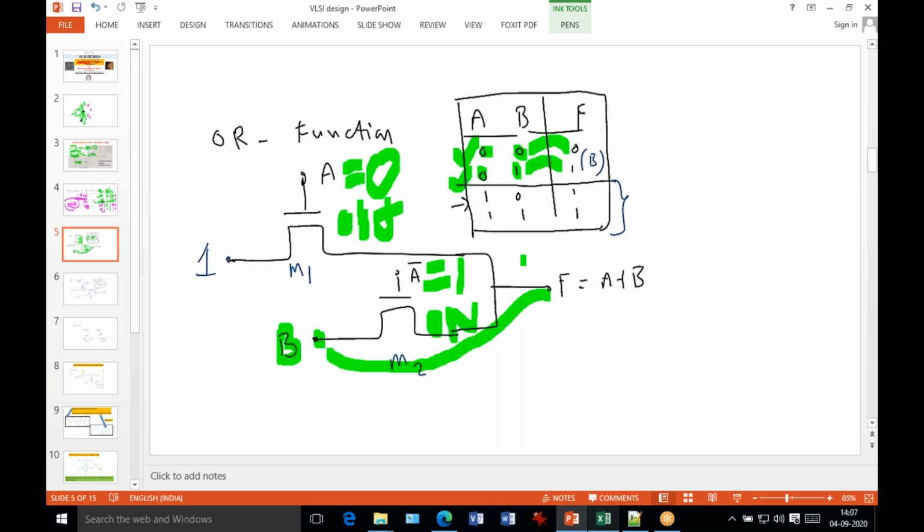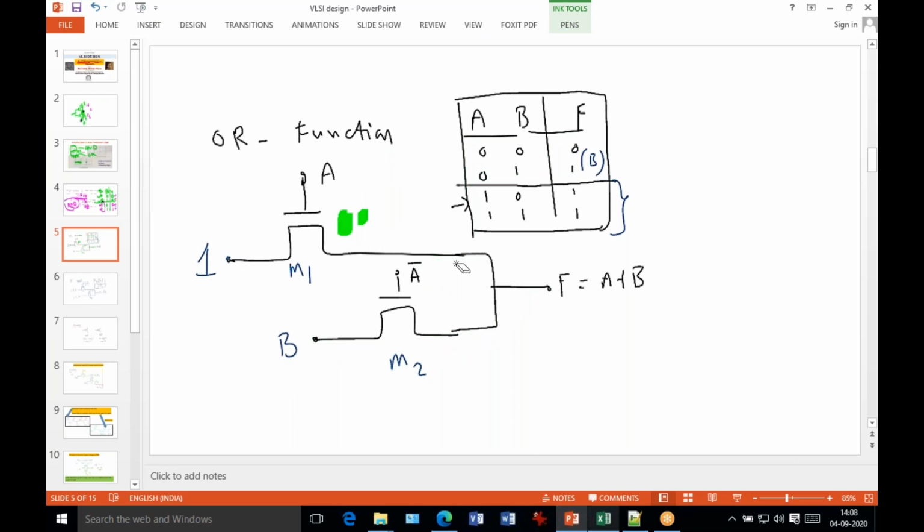If the A input is 0, my upper side transistor is off, but lower side transistor is on. So in this case, your output is dependent on the logic B. If the B input is 0, your output is 0. If the B input is 1, your output is 1. Okay, so that is the two combinations. So now we change the condition, then you understand.